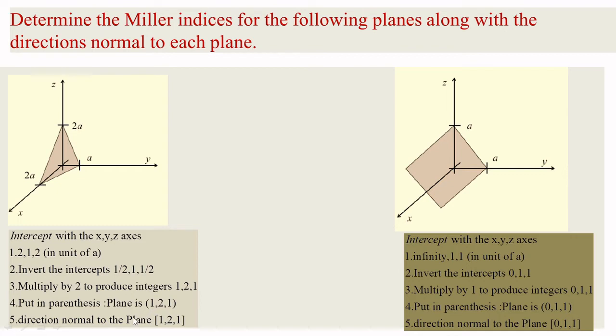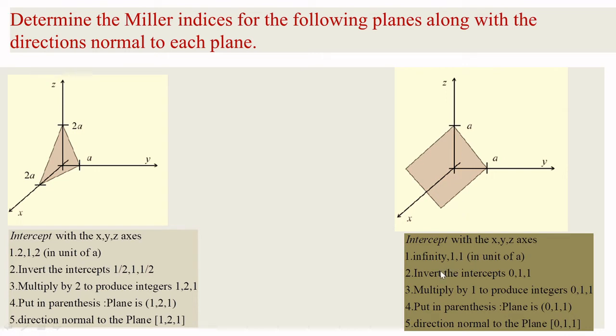If you want to represent the direction that is normal to the plane, it should be represented in the square bracket. That's it. So now come to this problem. In this problem, the plane is not touching the x-axis actually. It is just parallel to the x-axis. The x intercept is at infinity. Y is touching at the intercept of a and z touching at the intercept of z.